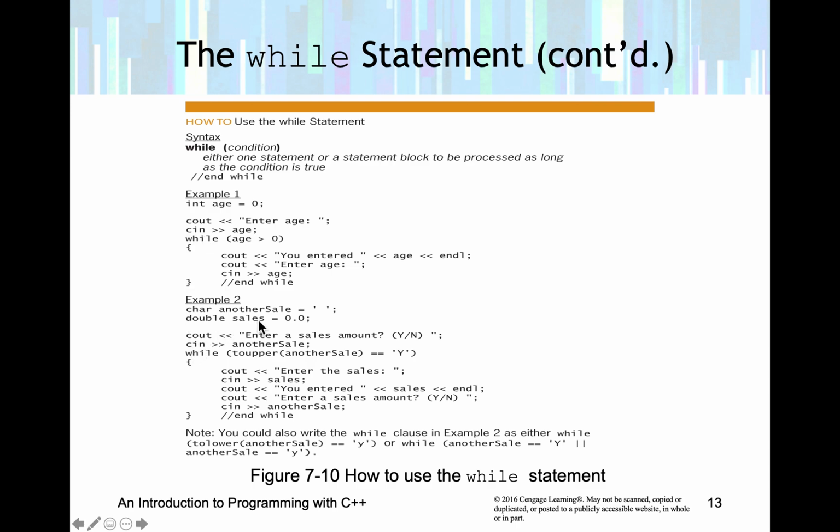Here's another example. Here we're asking a yes or no answer, and we're going to keep looping if the answer is yes. So here's our priming read. Here's our updated read. If they enter no, we go back up here. We check, did they enter yes? And it would be false. It did not enter yes. So boom, it would exit.